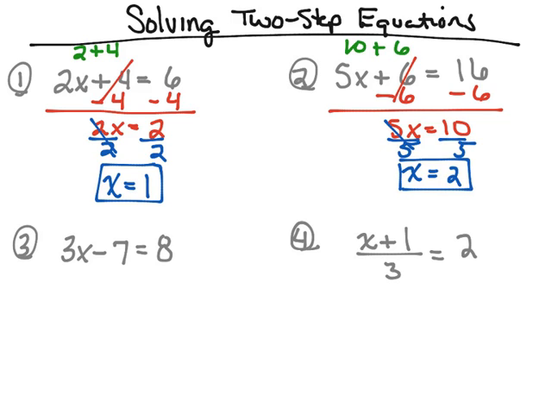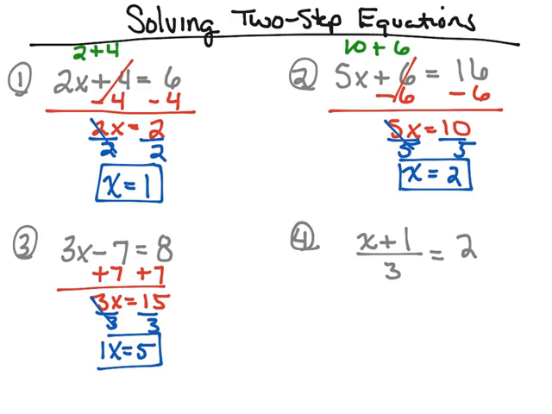Okay, moving on to number 3. I need to solve this equation, and the first thing I'm going to do is the opposite of subtracting 7, which is to add 7. So 8 plus 7 is going to be a 15. Now what I'm going to do is the opposite of multiplying by 3, which is dividing by 3. And if I divide by 3, 15 divided by 3 is 5. Therefore, my solution to this equation is 5.